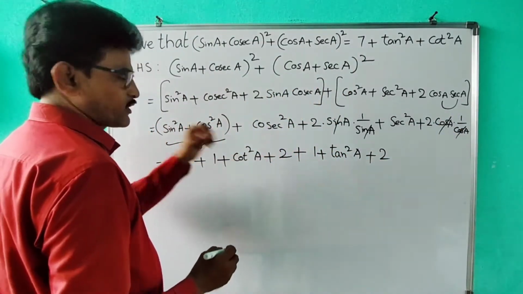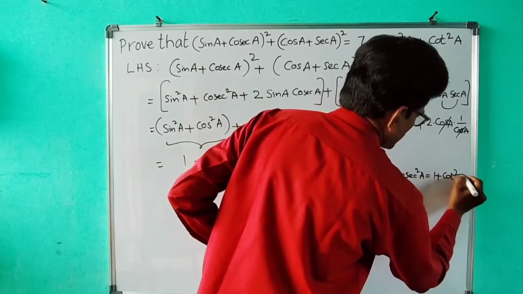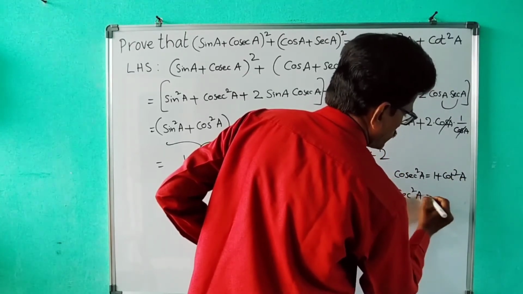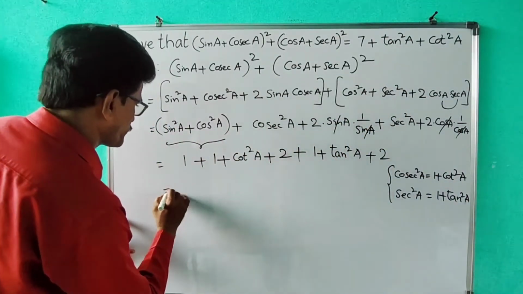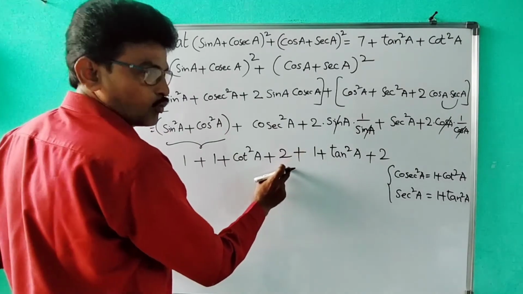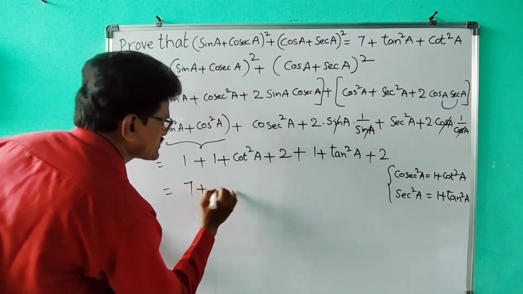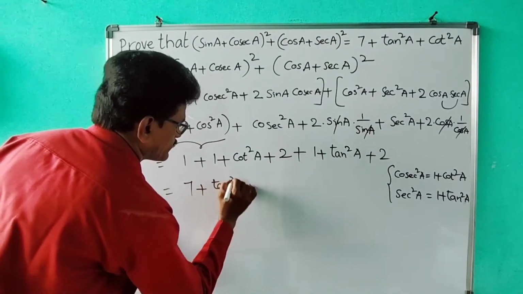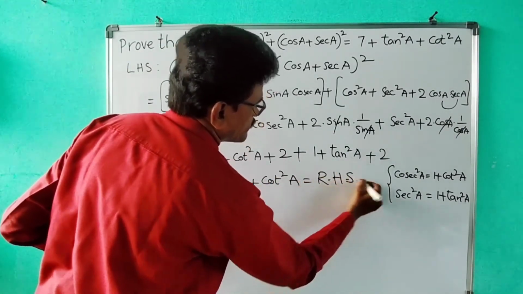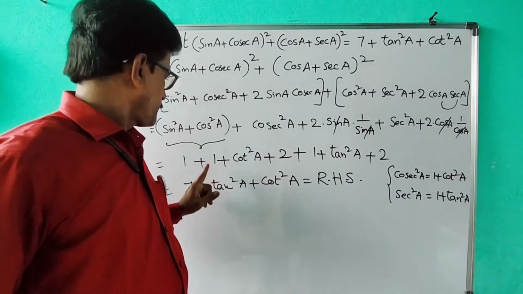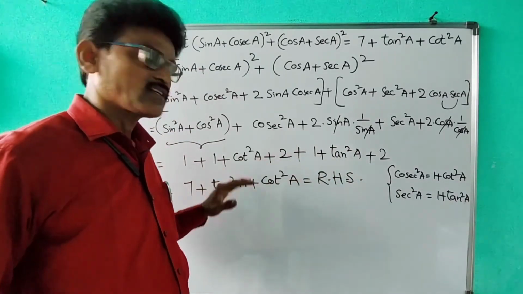So here 1 plus cot square A. We will write that identity: cosecant square A equal to 1 plus cot square A. That is one identity. Next, secant square A equal to 1 plus tan square A. This is another identity. We are using these two identities. Now here you see 1 plus 2 is 3, 3 plus 1 is 4, 4 plus 1 is 5, 5 plus 2 is 7. We are getting 7 plus cot square A and tan square A. Tan square A plus cot square A is nothing but RHS. Finish. So 1 plus 1 plus 2 plus 1 plus 2, total 7 we are getting. 7 plus tan square A plus cot square A, it is RHS.